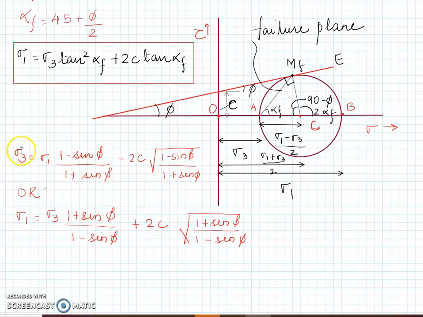Now same thing, ulta, you take it on the other side. In place of sigma 3 I am writing sigma 1. In place of sigma 1 I am writing sigma 3, and this 1 plus upon 1 minus gets interchanged. This minus becomes plus, and again plus upon minus term. Okay. Now this term, 1 plus sine phi upon 1 minus sine phi.